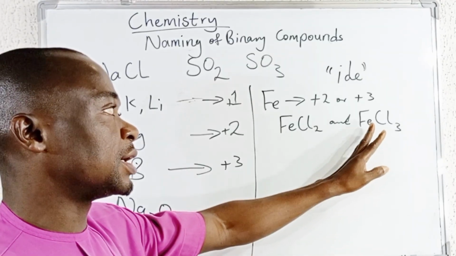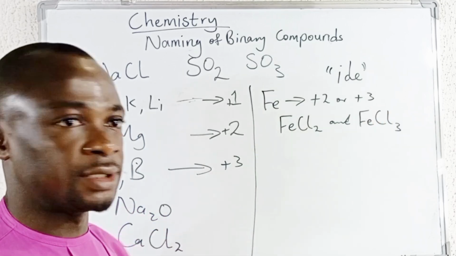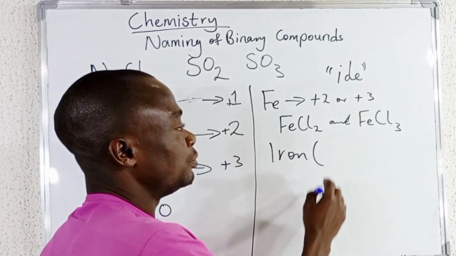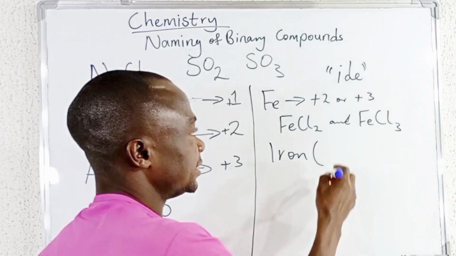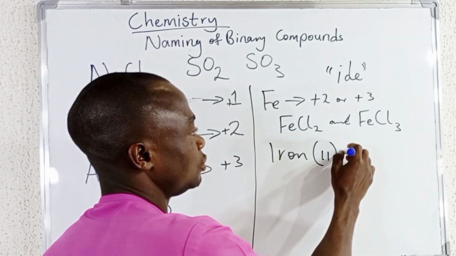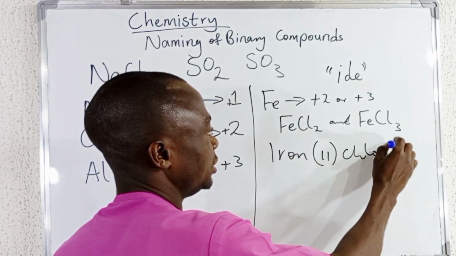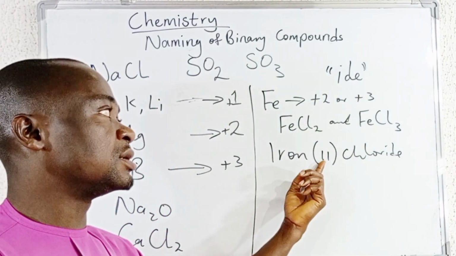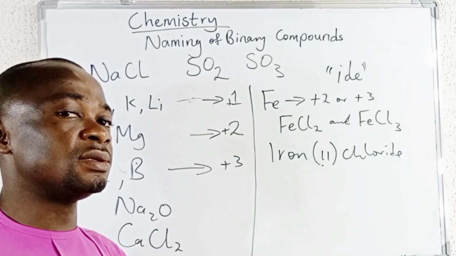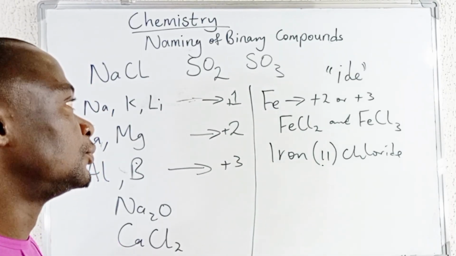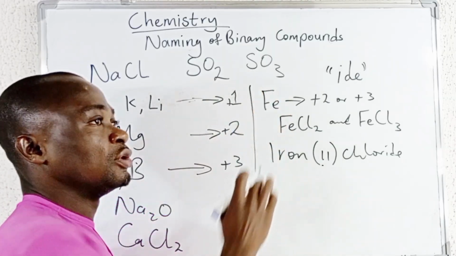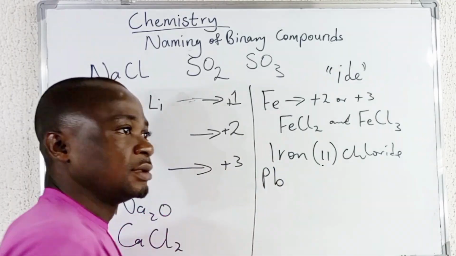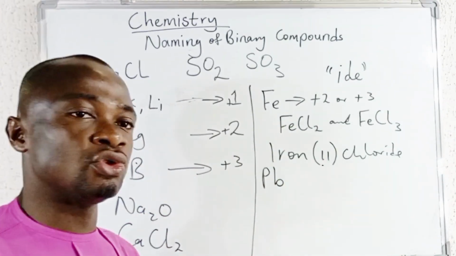This one will be what? Iron 3 chloride. Writing it, the oxidation will be in parentheses, that is in brackets, iron 2 chloride. And the 2 is going to be in what? Roman numeral. Iron is not the only one. Lead can have oxidation of 2 or 4.